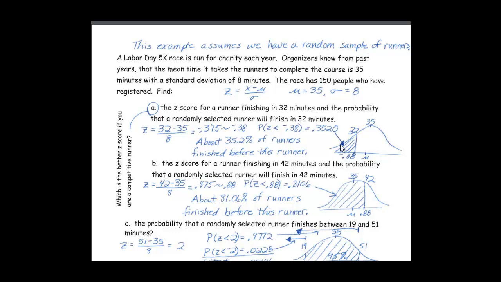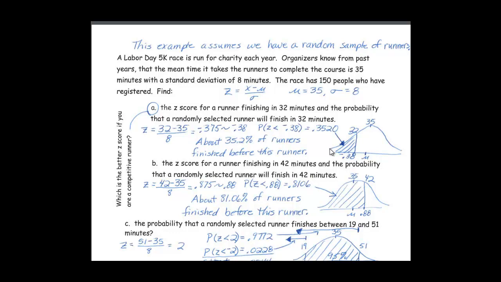This guy up here, who fewer people finished before, has the much better z-score. So this is a scenario where a negative z-score is better than a positive one, and a more negative one would be even better.